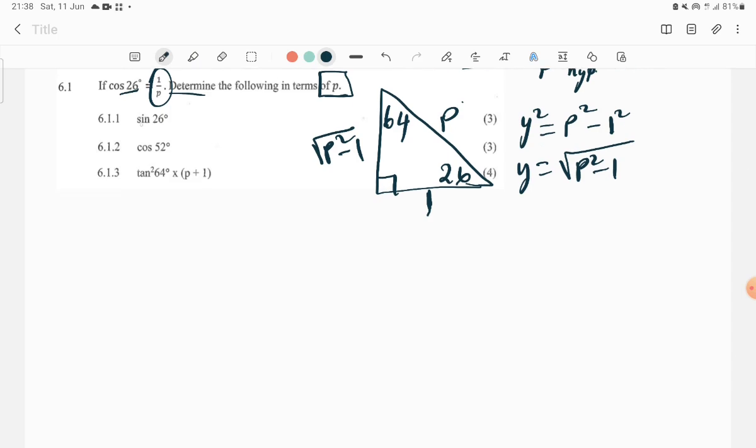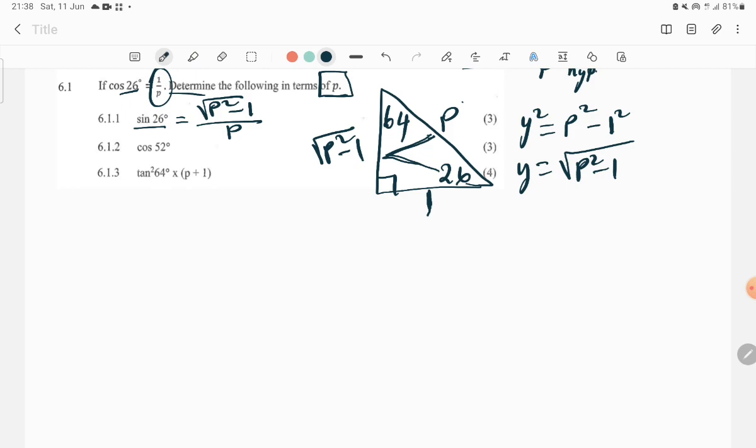Now let's come to 6.1.1. 6.1.1 says determine sine 26. Sine 26, you'll remember that sine is always opposite over hypotenuse. That makes the opposite side root p squared minus 1, over the hypotenuse, which is p. So that is sine 26 in terms of p.